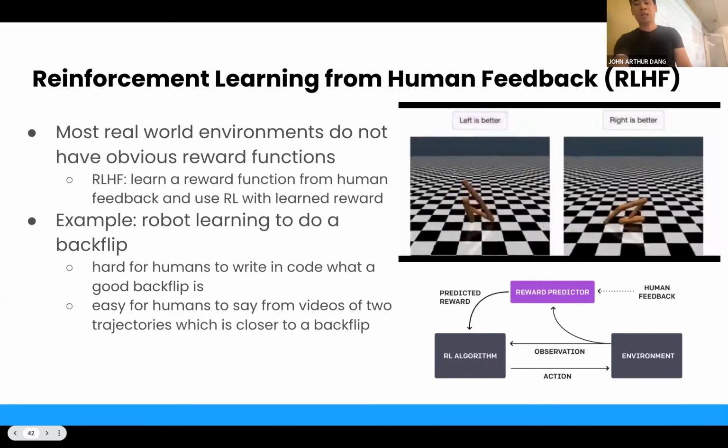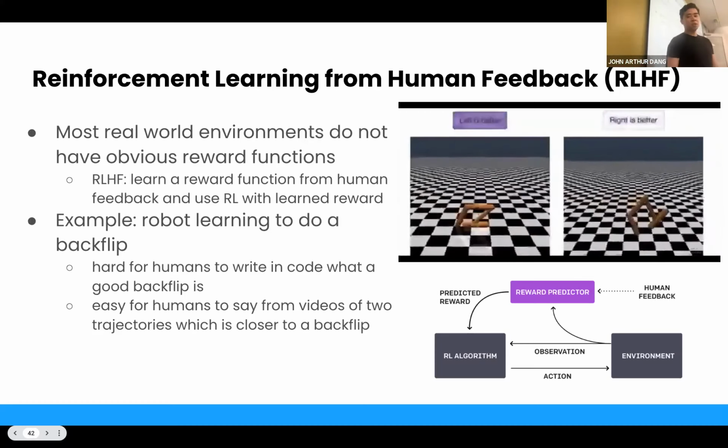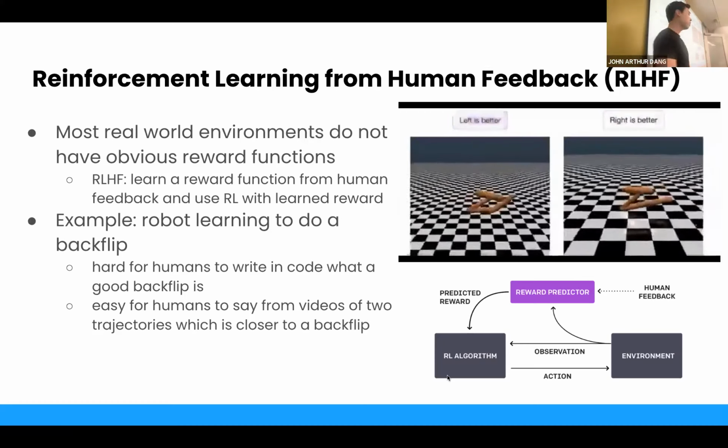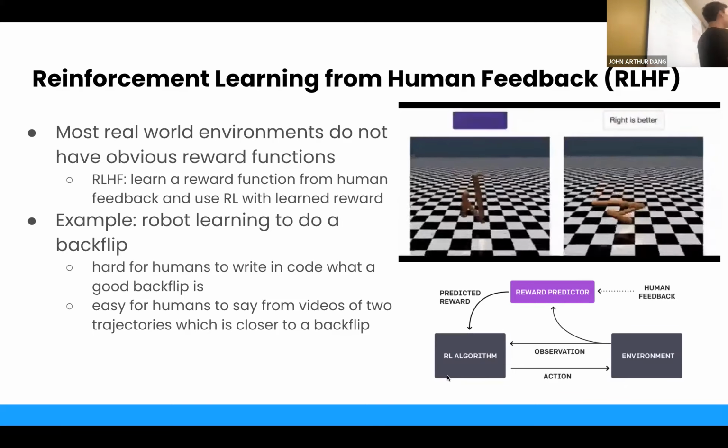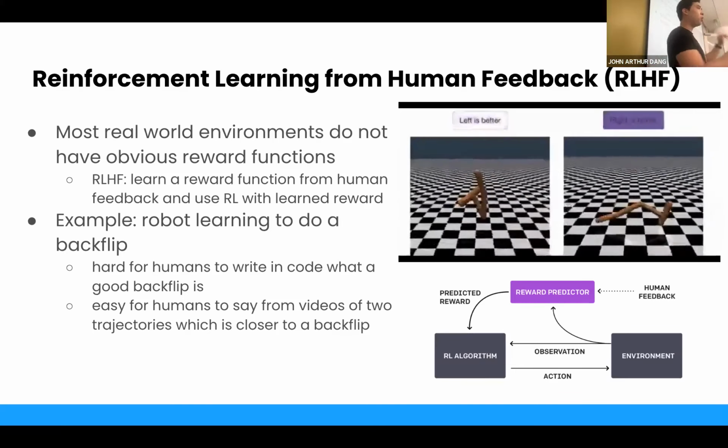So here you see the process of what human annotation looks like. They're just selecting which one looks better. And then eventually over time, this trains the reward model, which is then used with a reinforcement learning algorithm to train the agent and the policy to maximize the reward outputted by this reward model neural network. And eventually it's able to do the backflip pretty well. So this is in essence what we're doing, but now for language models as our policy.